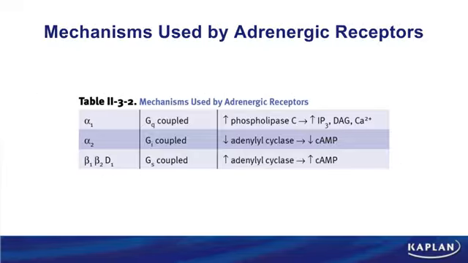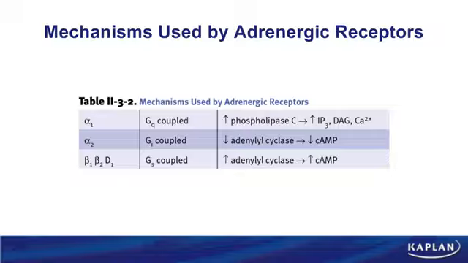This table looks at the mechanisms used by the adrenergic receptors. We've discussed that alpha-1s are Gq, alpha-2s are Gi. We know that all betas are Gs, and it happens that D1s, one of those oddballs, are also Gs.